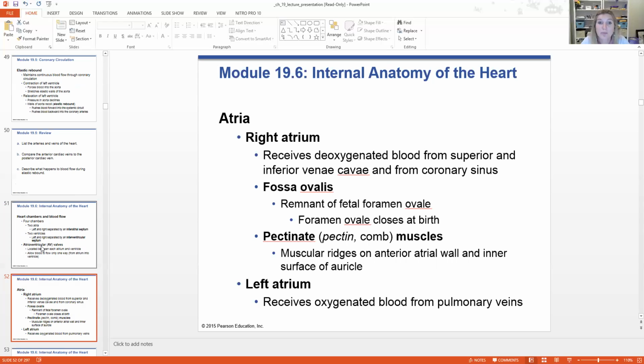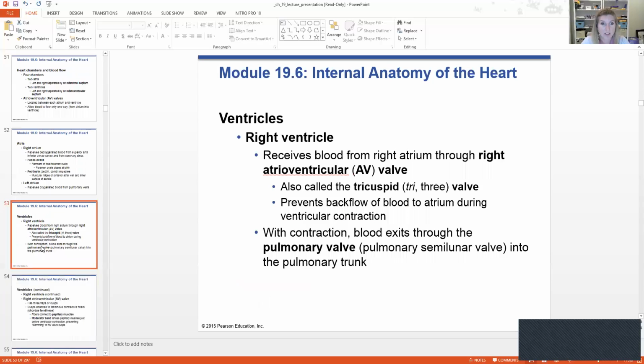The left atrium is receiving that freshly oxygenated blood from the pulmonary veins. So then we have our ventricles. Our right ventricle is receiving blood from our right atria. The AV valve is called the tricuspid valve.